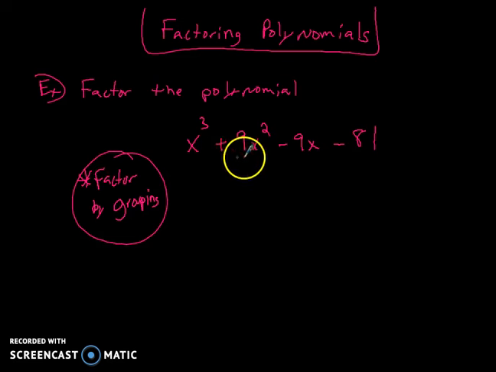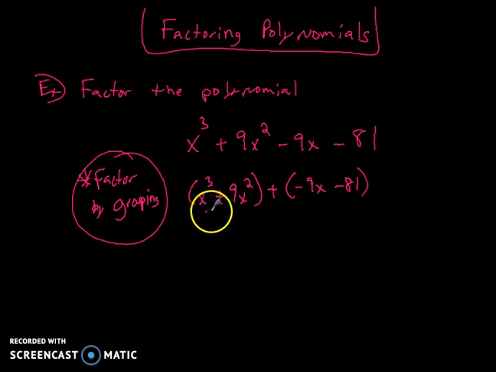So I can group together my first 2 terms here, x cubed plus 9x squared, and the second 2 terms, negative 9x subtract 81. Don't just drop parentheses right here. Actually put a plus and then negative 9x subtract 81. That way everything actually stays in the right place. And what you look for is the GCF between both of those.